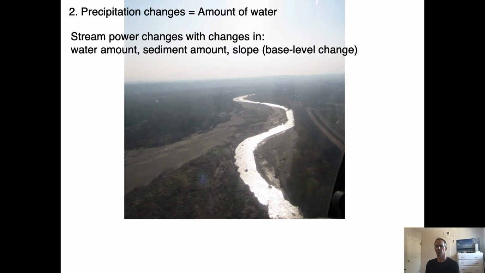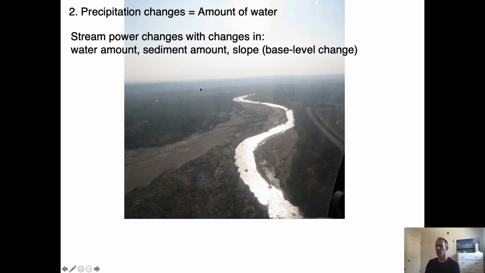Changes in climate will also create changes in precipitation, which then changes the amount of water in a stream system. So remember from previous lectures that stream power will change with any change in the amount of water, which is discharge in the equation, representing the amount of water, sediment amount, and the slope, which is again dictated by base level change, of sea level going up and down.